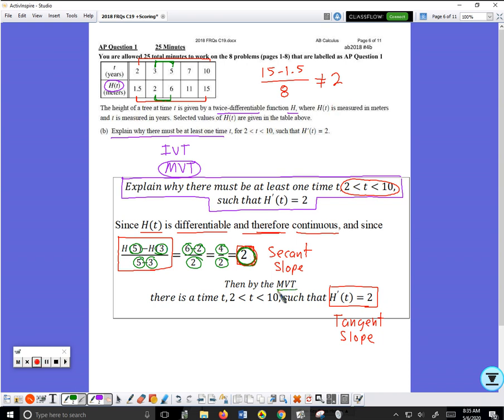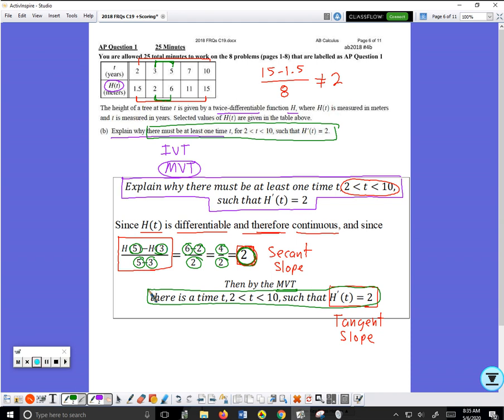Therefore, by the mean value theorem, and I just copy their words exactly, there must be at least one time such that h prime is equal to 2. That's an exact copy of their wording. That way I don't have to sit and think about, okay, what's the best way to word this? Just use their words.